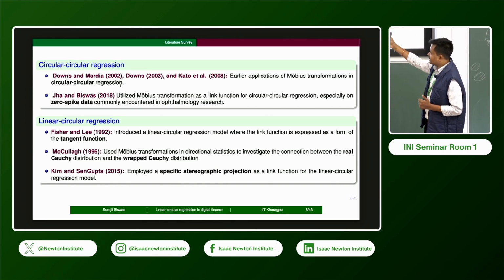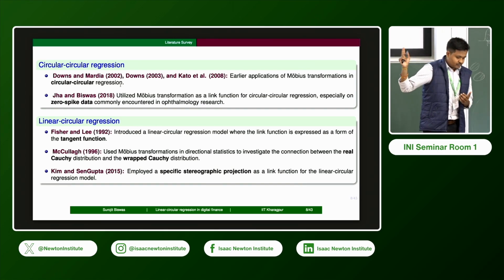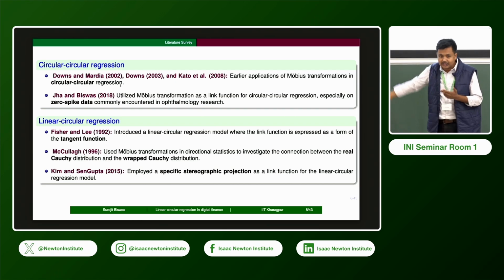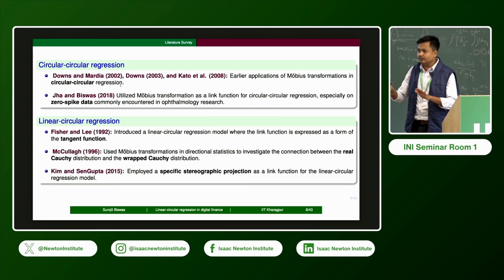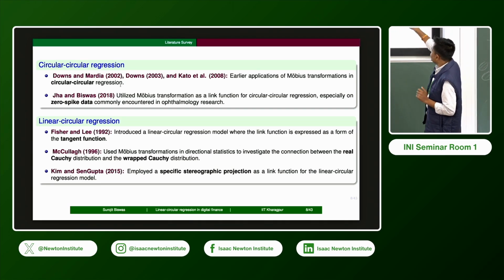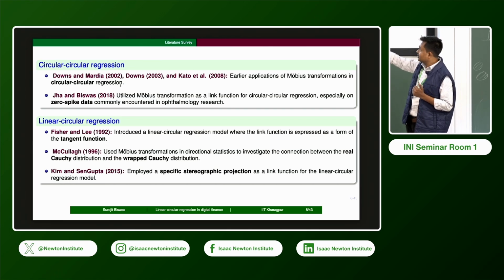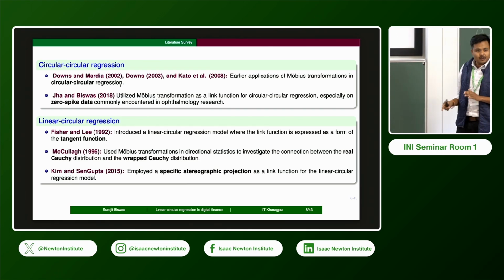For linear-circular regression, so far, to our knowledge, only two papers are available, from 1992 and 2015. They do not use the Mobius map, but they used a link function called the tangent function. And Kim and Sengupta used the stereographic projection as a link function.